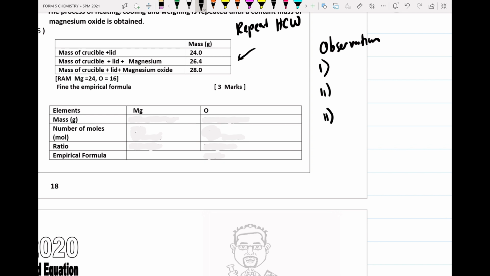We have a total of 3 observations. Number 1: white fume is released. Number 2: white color powder. The white powder is formed at the end of the reaction.